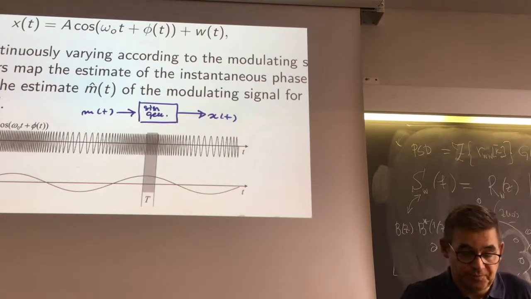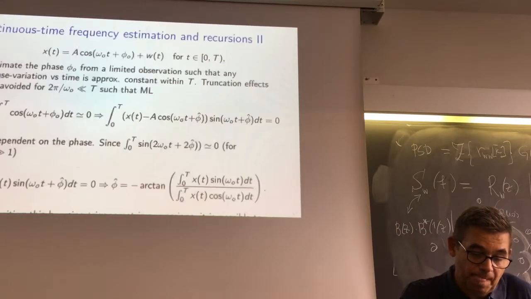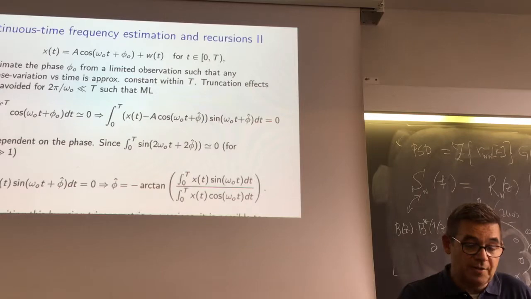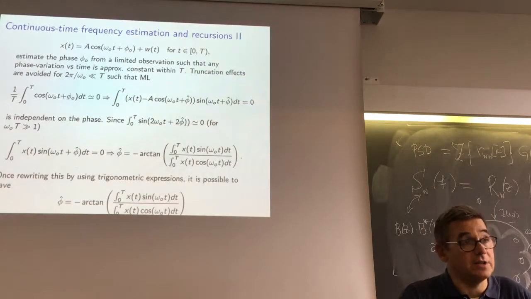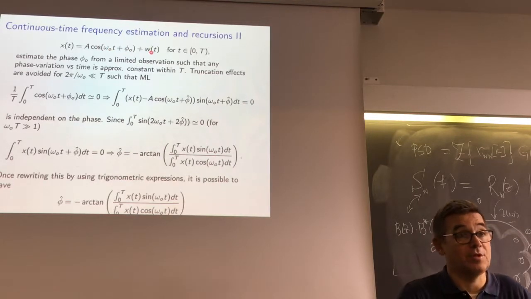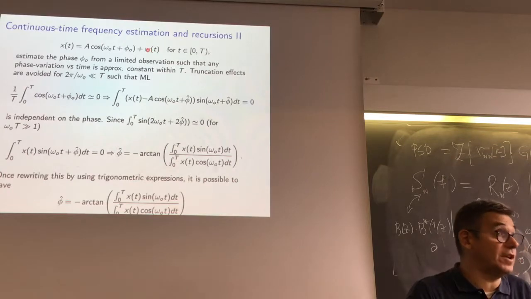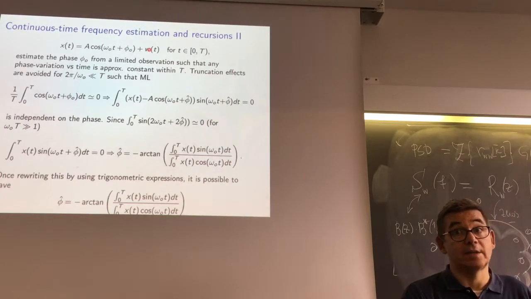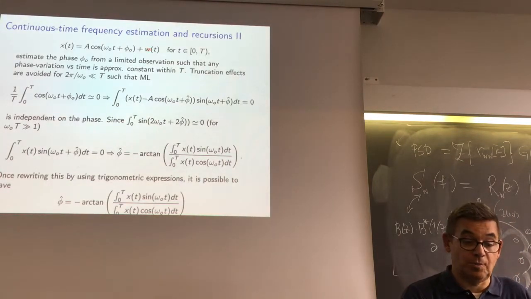Let's consider that my interval T is small enough such that the modulating signal is not changing. Now everything simplifies to this model: x(t) is equal to A cosine of omega 0 t plus phi, plus w(t). w(t) is white noise. If it is not white, we can rewrite it.